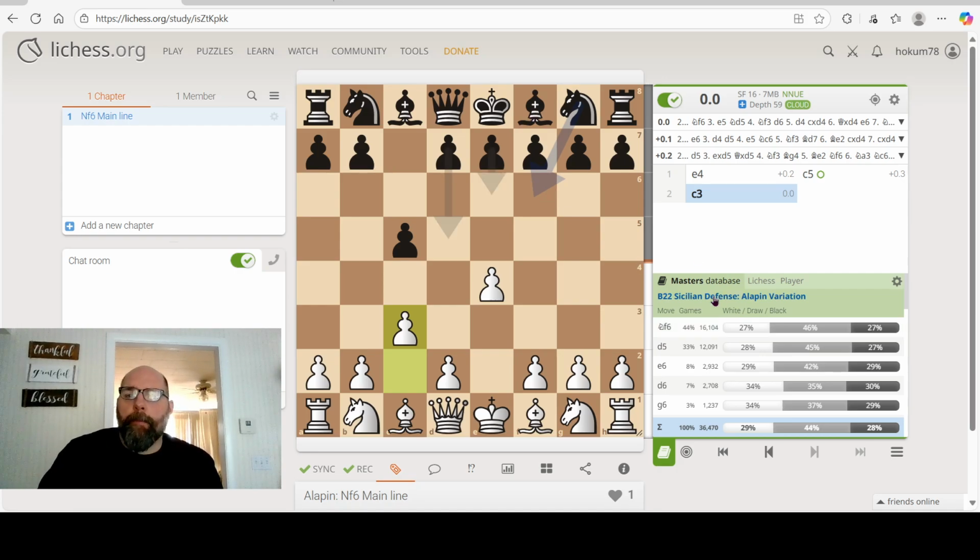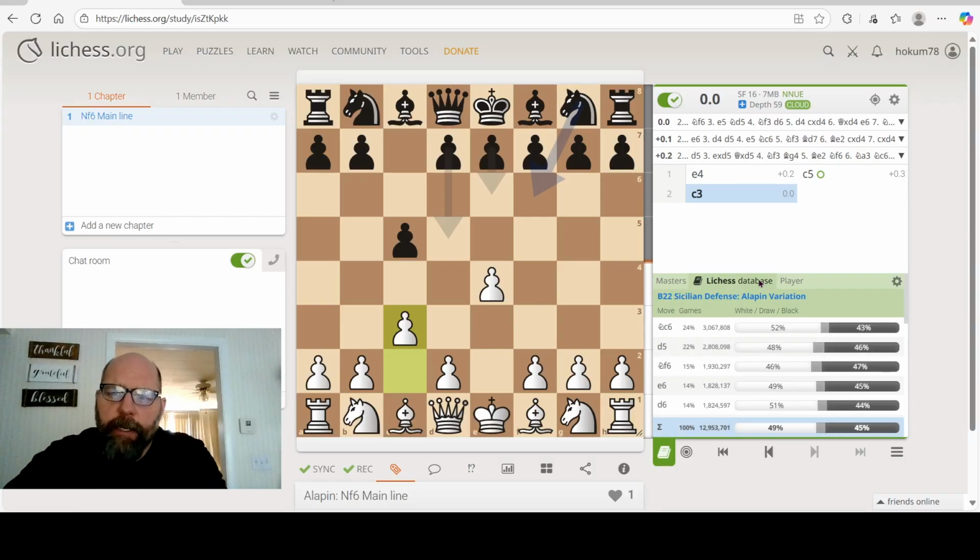In the masters database, the main line is Knight F6, followed by D5 and E6. There are enough games in D5 that I would just call that the D5 line, and Knight F6 is its own line. Now, let's go to the Lichess database. So again, it's Knight C6. It's got 3 million, and D5 has close to 3 million. Oh, I'm sorry, Knight C6 has got 3 million. Knight F6 has only got 2 million, and D5 has almost 3 million.